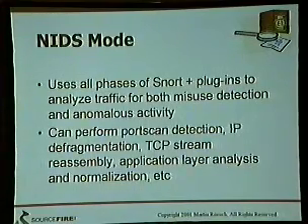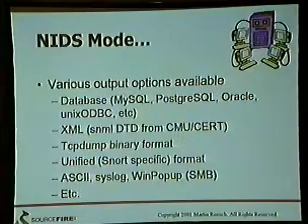Then we get into network IDS mode. Network IDS mode uses all the things that Snort can do to do signature-based analysis, and it also does anomaly detection to a degree. So we do port scan detection, we can do IP fragmentation, stream reassembly, application layer analysis, normalization. We can do all sorts of cool things with Snort once we get into network IDS mode. And we have a lot of output options available too. We currently support in the database output MySQL, Postgres, Oracle, Unix ODBC. Somebody has an MS SQL interface for the database plugin. Another guy is working on a Sybase extension for it.